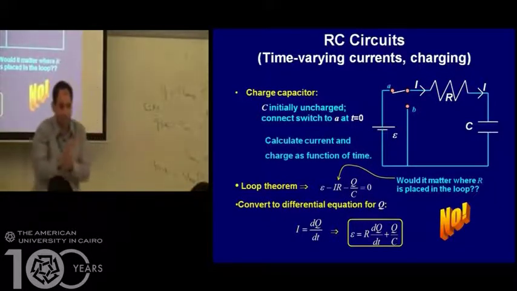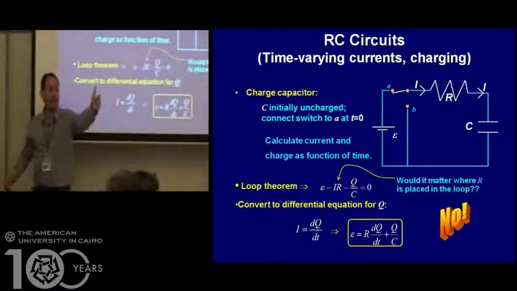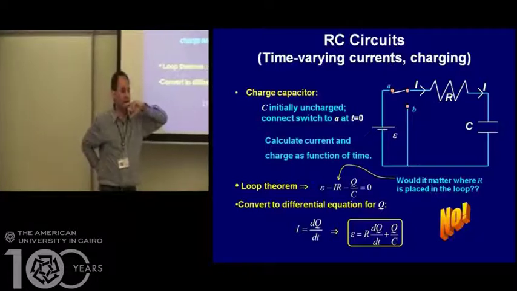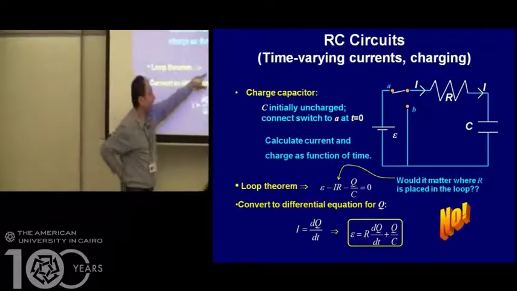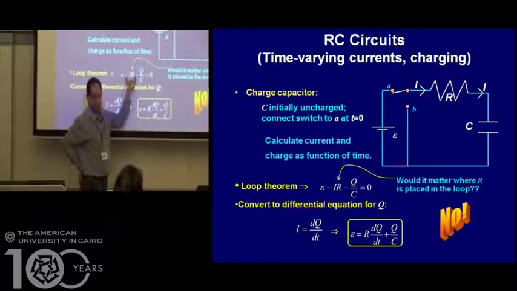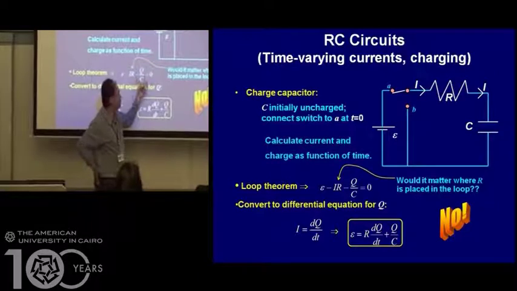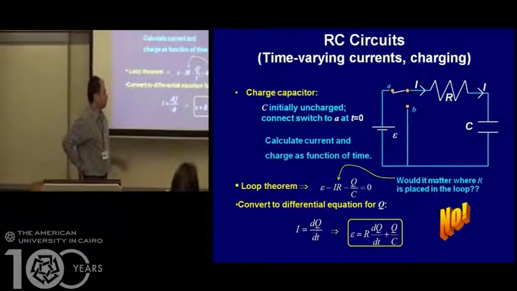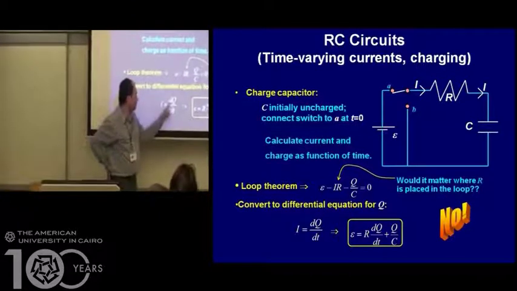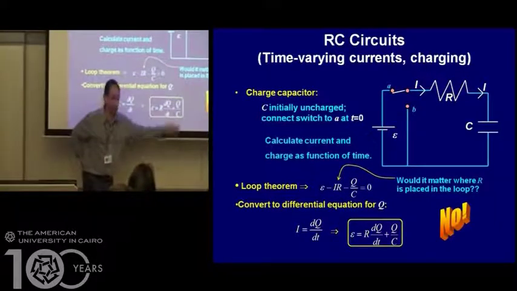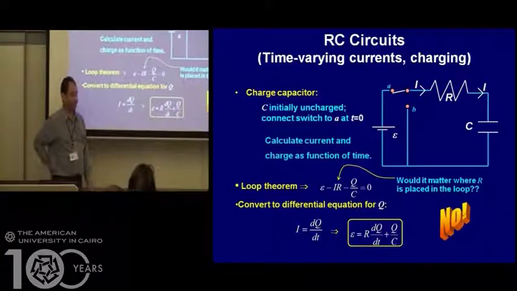We'll see. I'm going to start again the same way. We'll write down Kirchhoff's voltage law: E minus the drop in the potential across the resistor minus the drop in the potential across the capacitor equals 0. This is Kirchhoff's voltage law. Then what? Replace I by dq/dt, and you get that equation. Then what? Separate the variables.